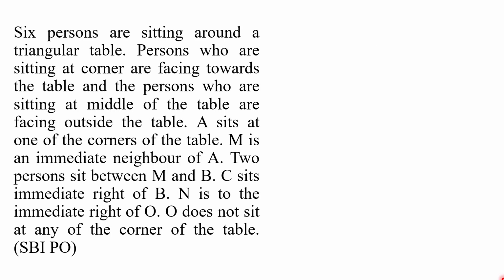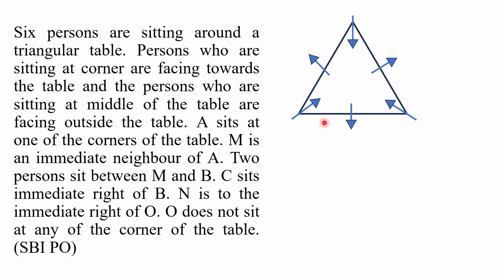So this is a reference question, students, and came in SBI PO. So let's see how to solve this question. Six persons are sitting around a triangular table. Persons who are sitting at corner are facing towards the table, and the persons who are sitting at middle of the table are facing outside the table. So your arrangement will be somewhat like this. The people at the corner are facing towards the table, and people who are sitting in the middle of the table are facing outside the table.